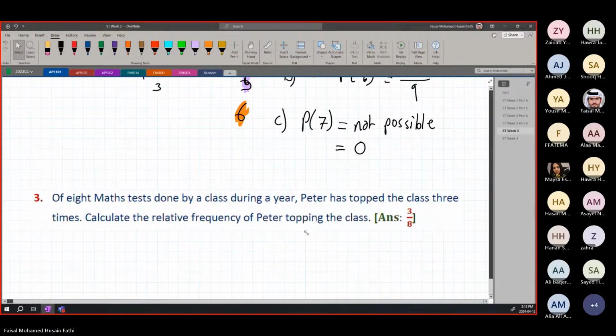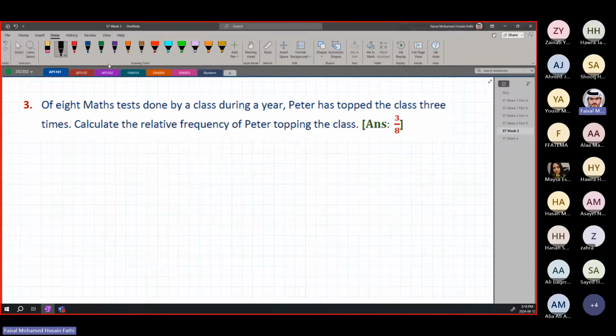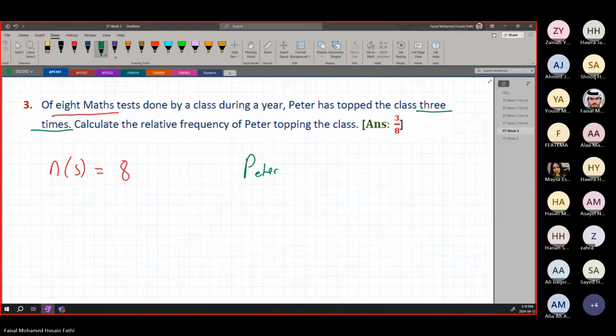So, of 8 math tests done by a class during the year. So the total number of tests is 8. All right. So n of whatever our sample is equal to 8. That's the number of tests that has been done. So Peter has topped the class 3 times. 3 times. And he got the highest number. Peter has gotten the top 3 times.